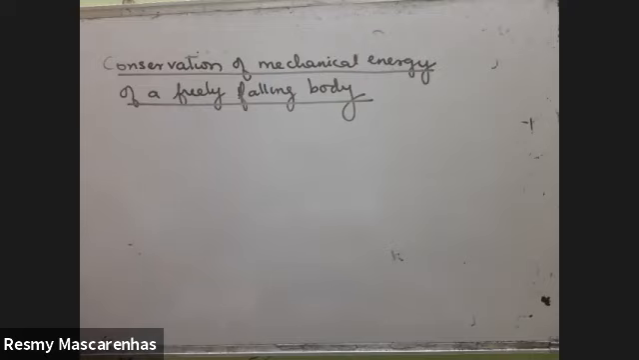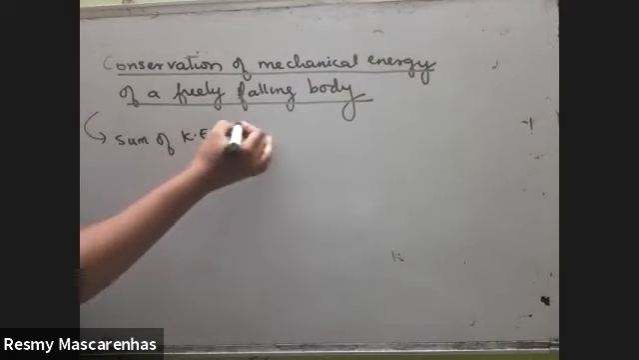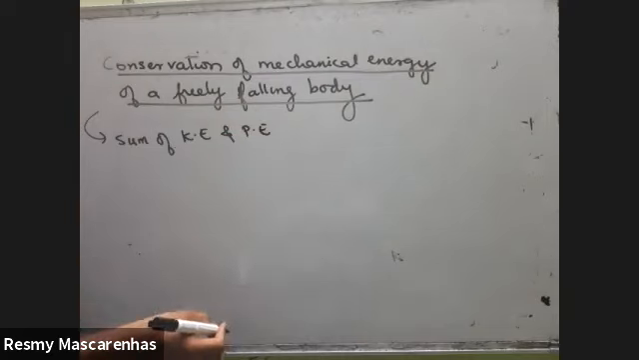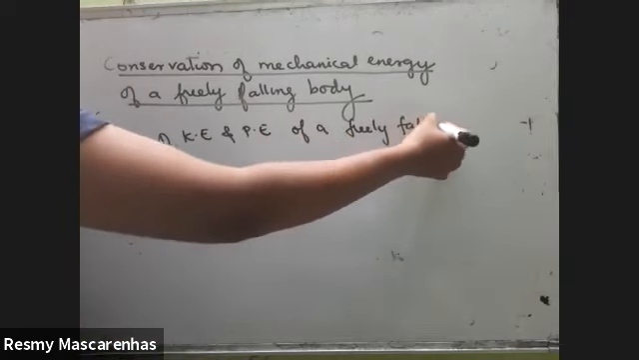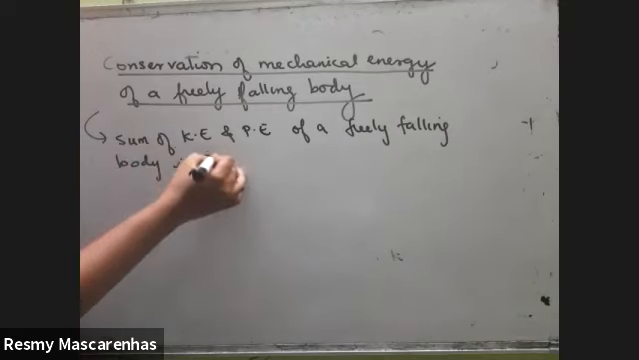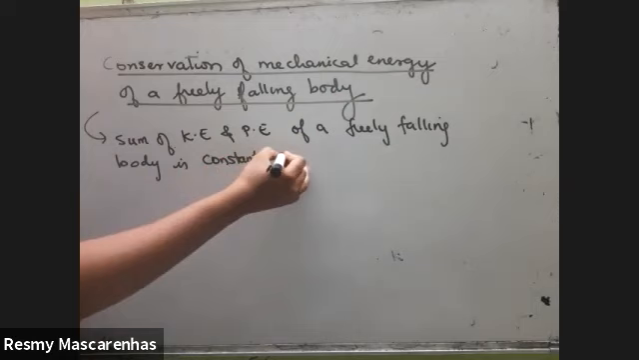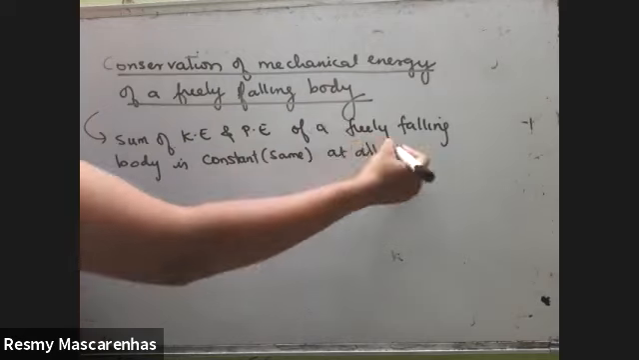What does conservation of this mean? As per that, the statement is: the sum of kinetic energy, sum means total, and potential energy of a freely falling body is constant. Constant means same throughout, at all the stages. We'll prove that also.